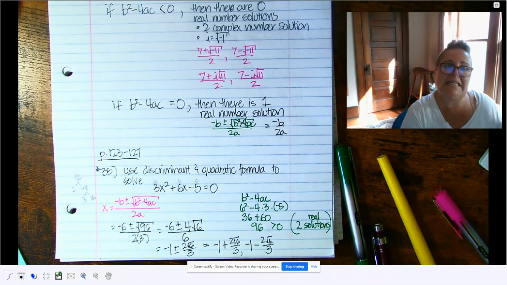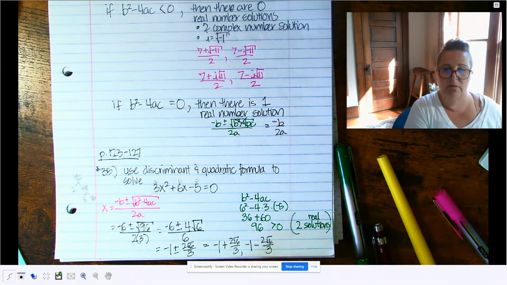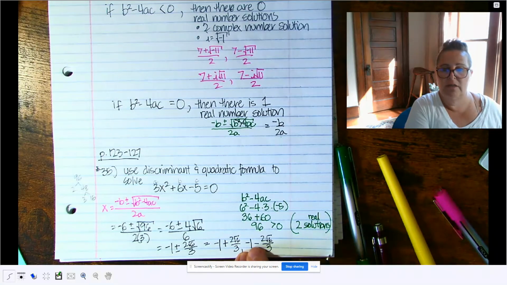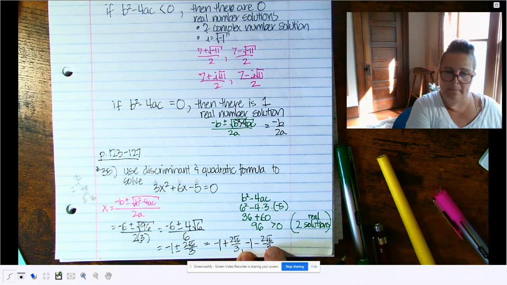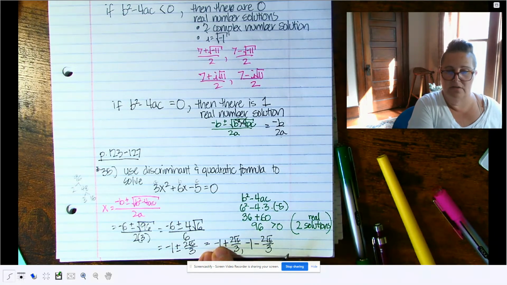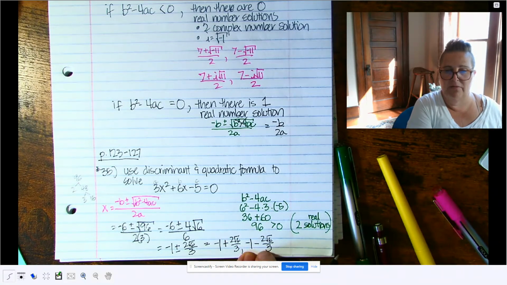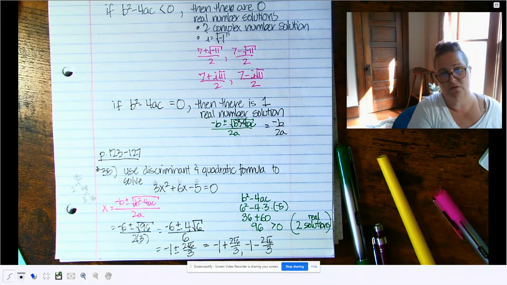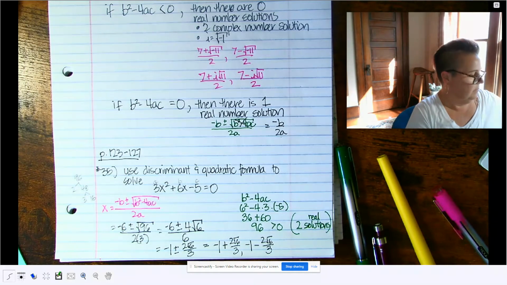I think the WebAssign wants you to give the smaller one first. So this one would be more negative. So this would be the lesser answer, and that would be the greater answer. So the smallest answer first would be the -1 minus 2 square roots of 6 over 3, and then -1 plus 2 square roots of 6 over 3. All right.